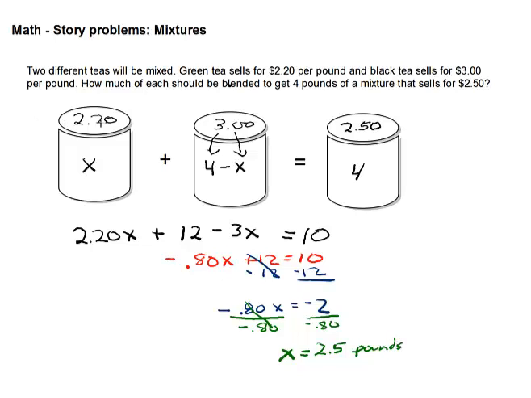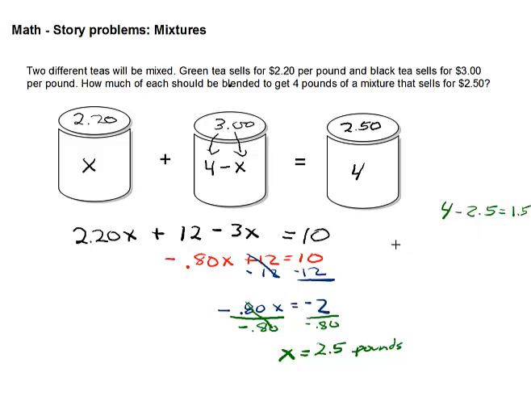2.5 pounds of the green tea is what we're going to mix. But how do we find out how much of the black tea? So for the black tea, we would just take the 2.5 and put it in this little equation. So we would end up with 4 minus 2.5, which is going to equal 1.5.